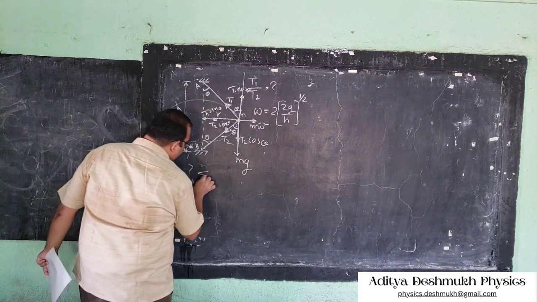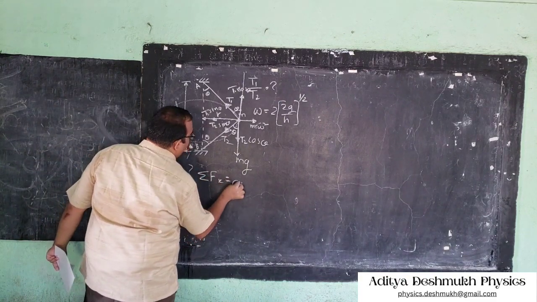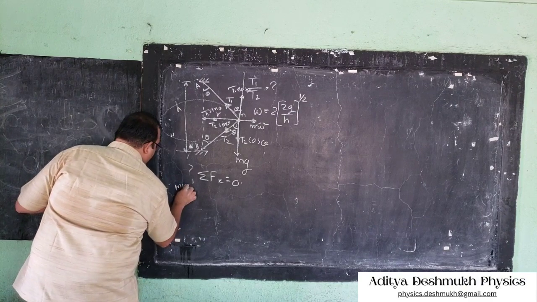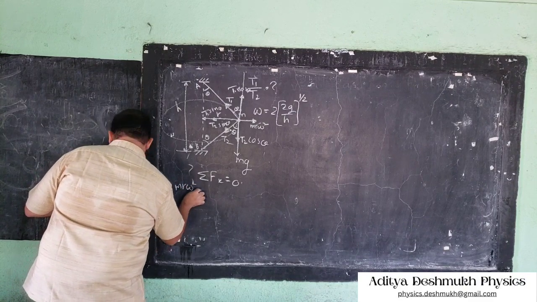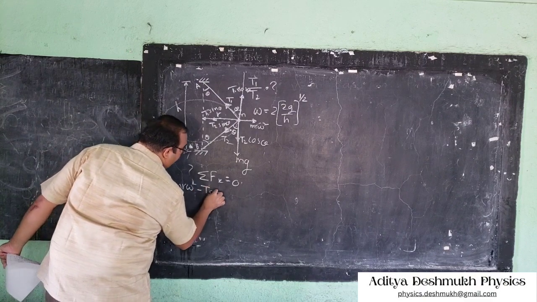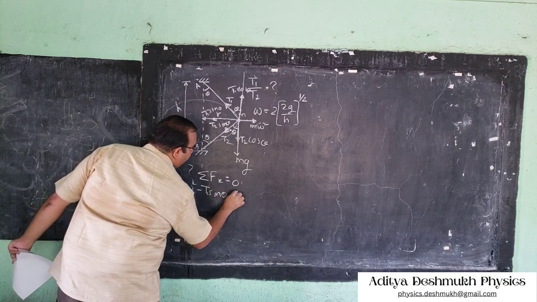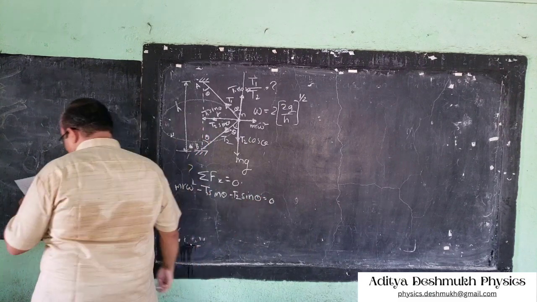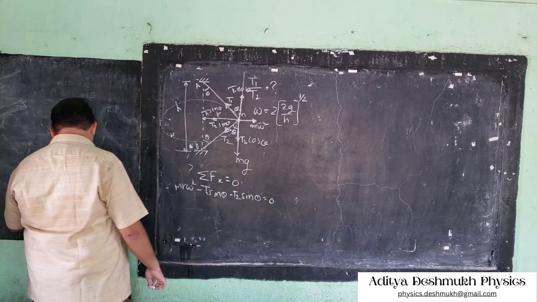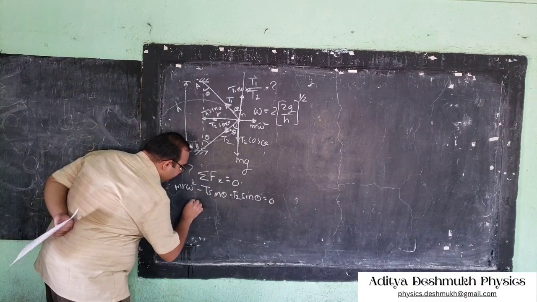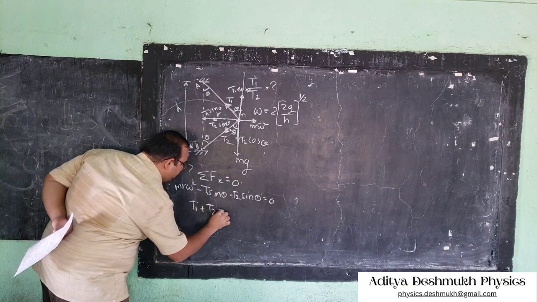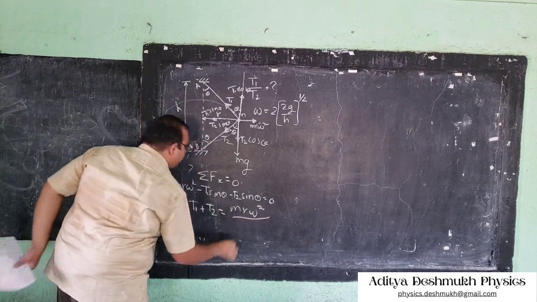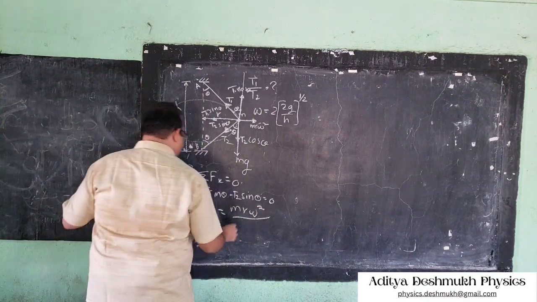So if I take summation of Fx equal to 0, I will get m r omega square minus T1 sin theta minus T2 sin theta equal to 0. So from here, I will get T1 plus T2 equal to m r omega square by sin theta.